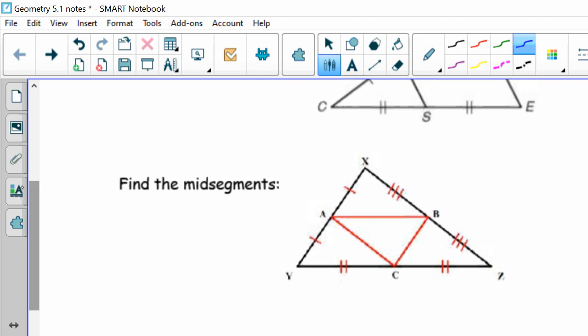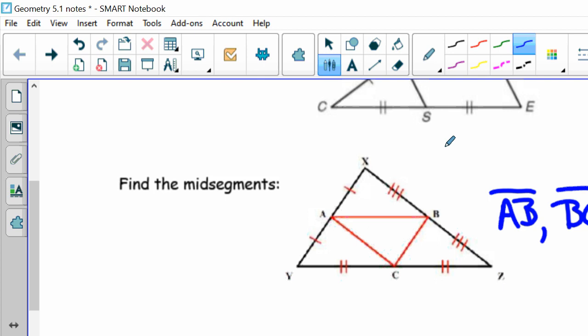So we'll look at this picture. We have the great big triangle, XYZ. It says find the midsegments. We see that A is the midpoint of XY. B is the midpoint of XZ, and C is the midpoint of YZ. Therefore, the midsegments, we have segment AB is a midsegment. We have segment BC is a midsegment, and segment AC is also a midsegment.